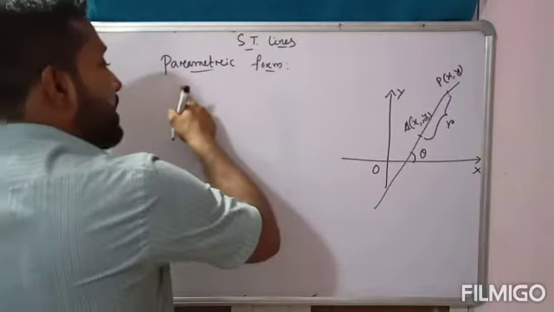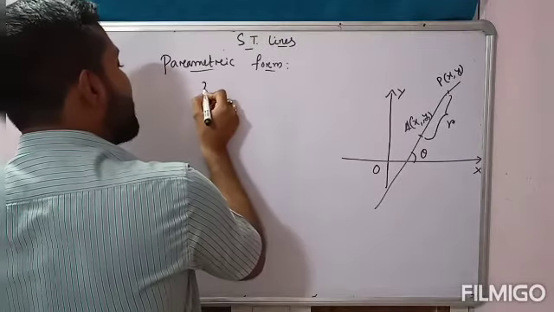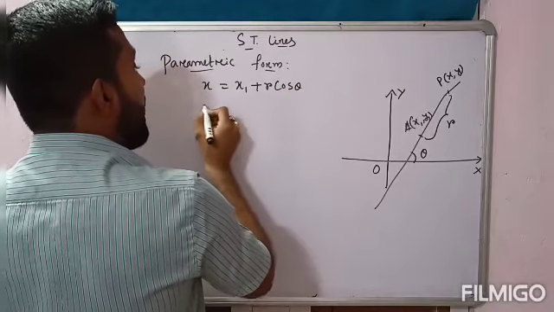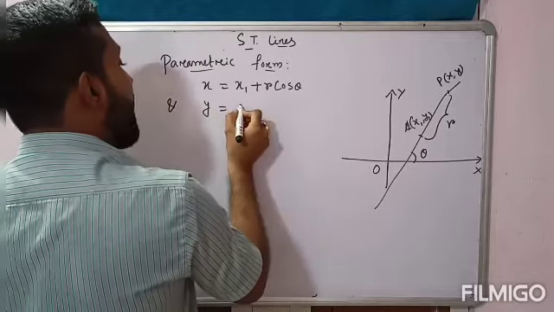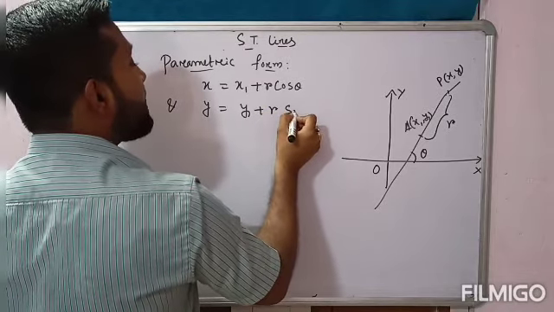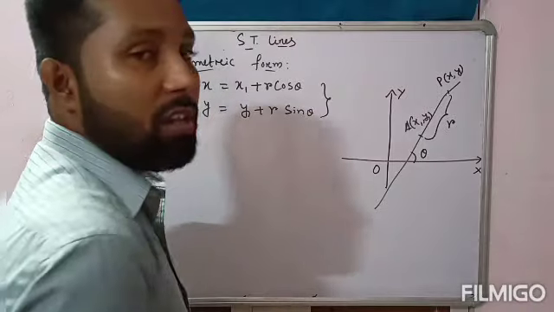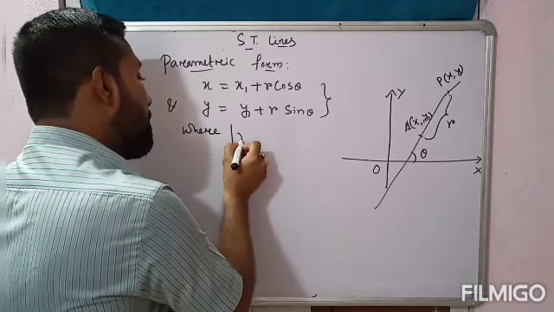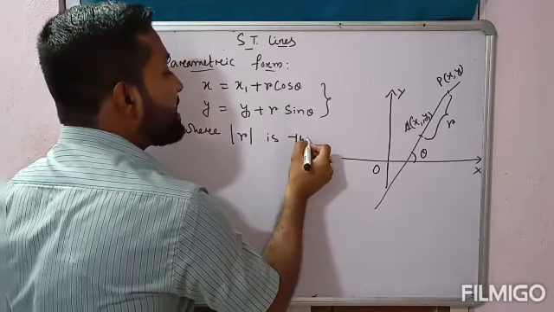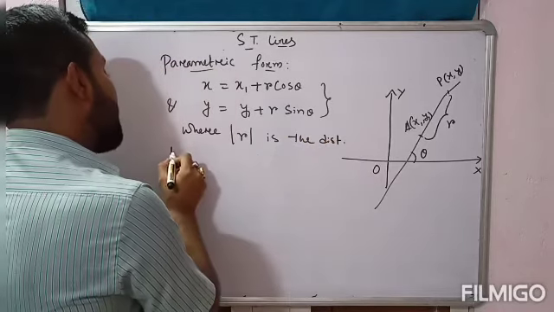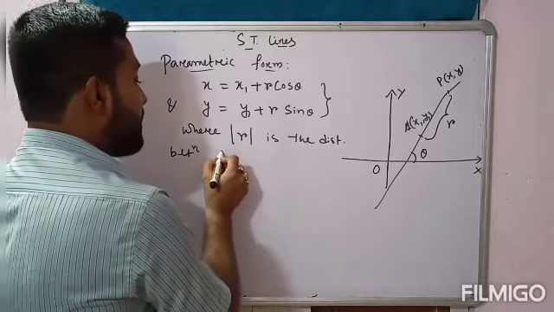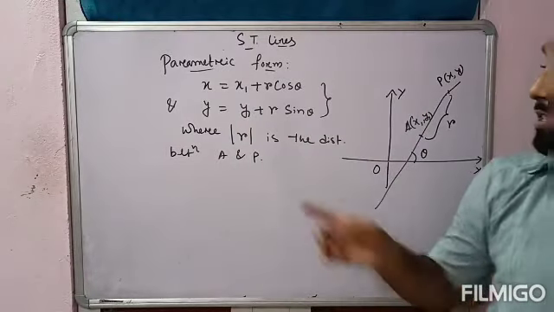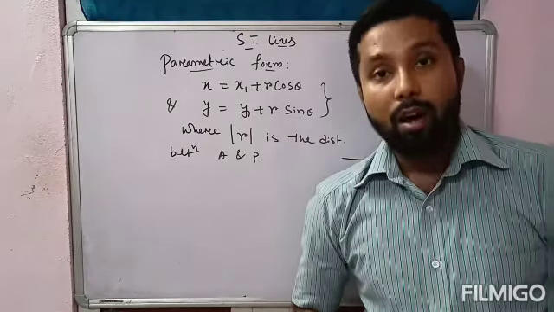Then the equation of a line in parametric form is x equal to x1 plus r cos theta, and y is equal to y1 plus r sin theta. These are called the equations of a line in parametric form, where modulus of r is the distance between A and P. So these equations are called the parametric equations of a straight line.